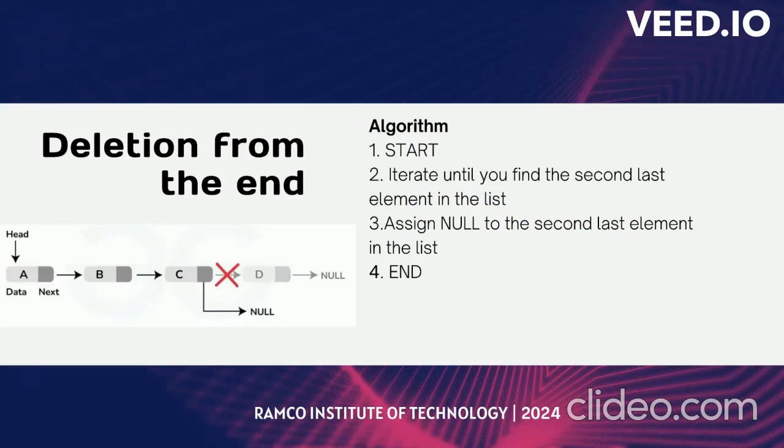Like deletion from the beginning, we can delete from the end also. See the diagram here, A, B, C, D is present. We need to delete D. For this we simply need two steps. First, iterate until you find the second last element in the list. Then assign null to the address part of the second last element. Then D will be automatically delinked from the list, and then we can delete D.